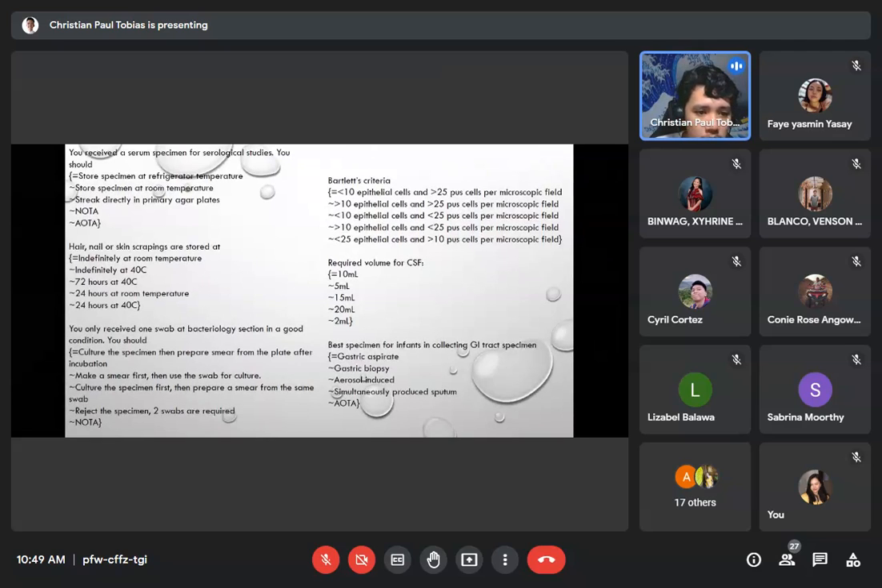You only receive one swab at bacteriology section in a good condition. You should culture the specimen, then prepare smear from the plate after incubation. Make a smear first, hindi pwede. Hindi mo pwedeng gamitin yung pinagawa mong smear tapos i-streak mo sa culture plate. Hindi pwede yun, prone to contamination. So make a smear first, so mali. Culture the specimen first, then prepare a smear. So from the same swab. So hindi pwede. Ideally, may dalawa dapat kasing sinasubmit. Pero nag-submit sila sa'yo ng isa in a good condition.